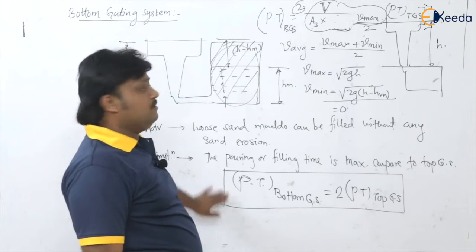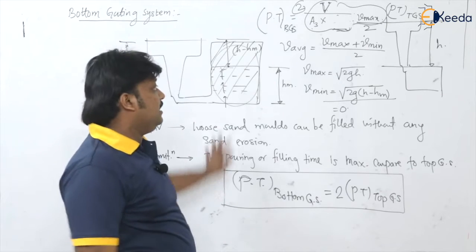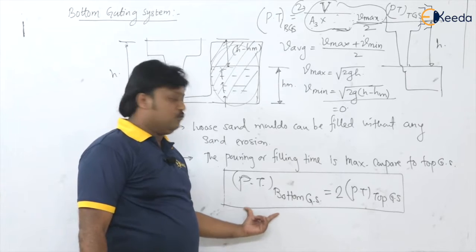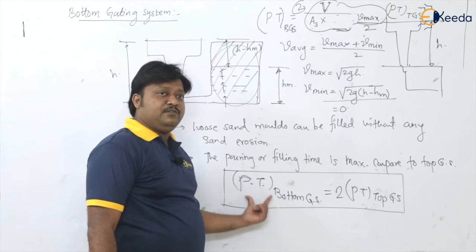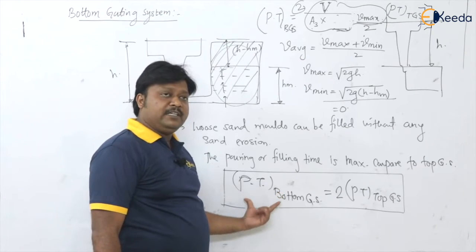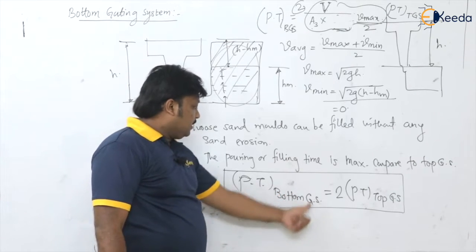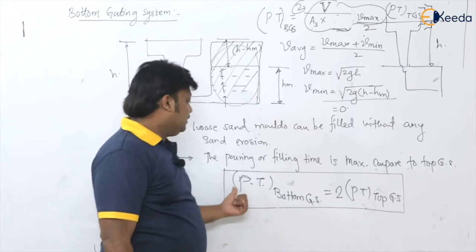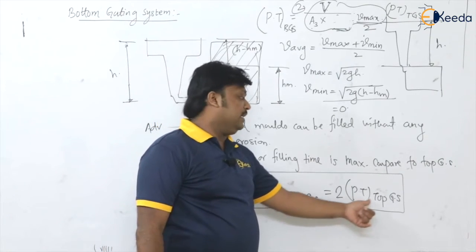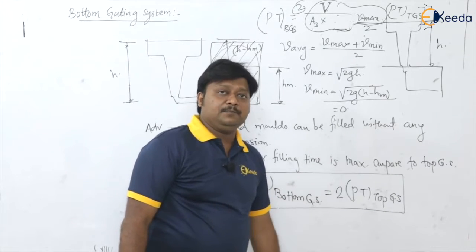Students, please do this. So many times they are asking this question. In 2006, IIT Kharagpur asked this theoretical question for 2 marks: if we are having the same manometric height for the molten metal, what is the relationship between the pouring time for the bottom gating system and the pouring time for the top gating system?